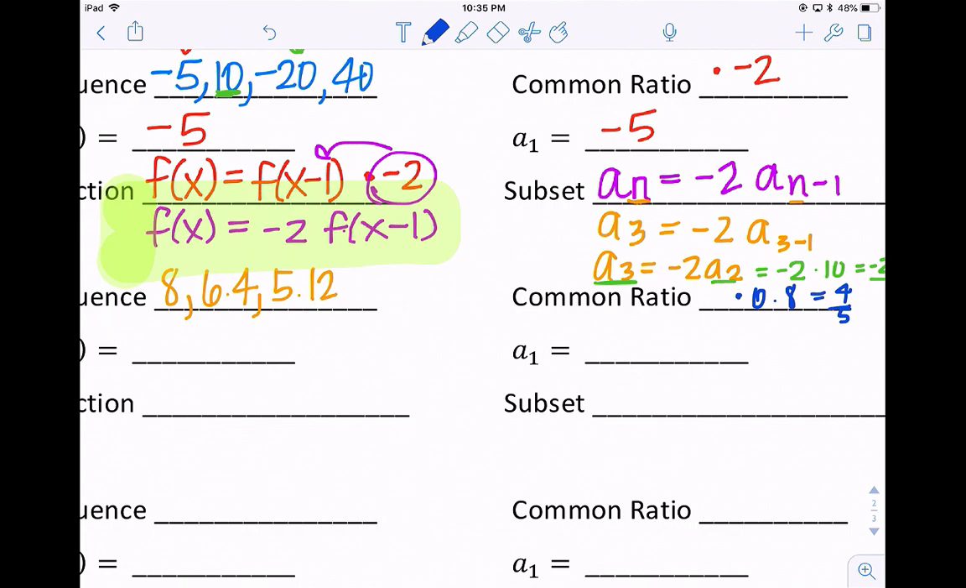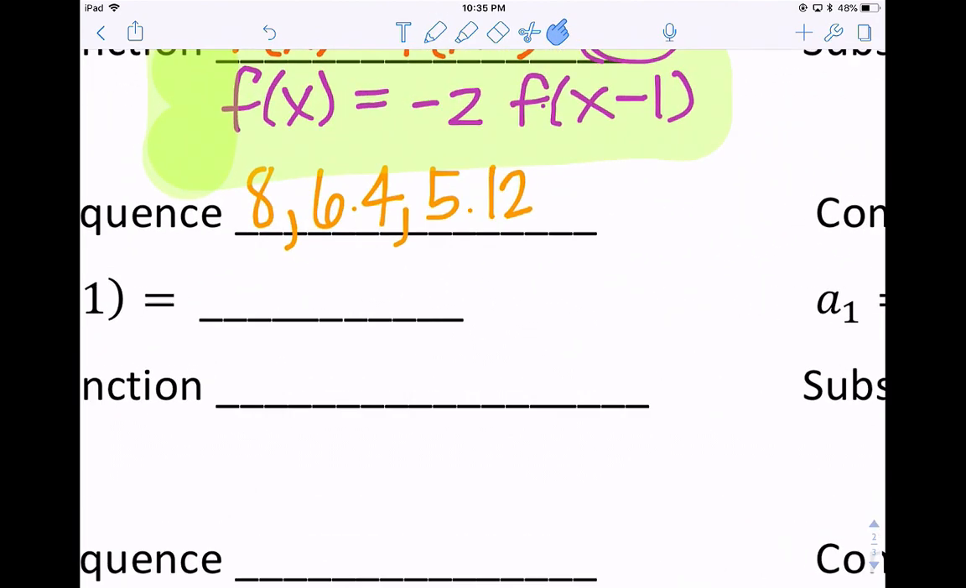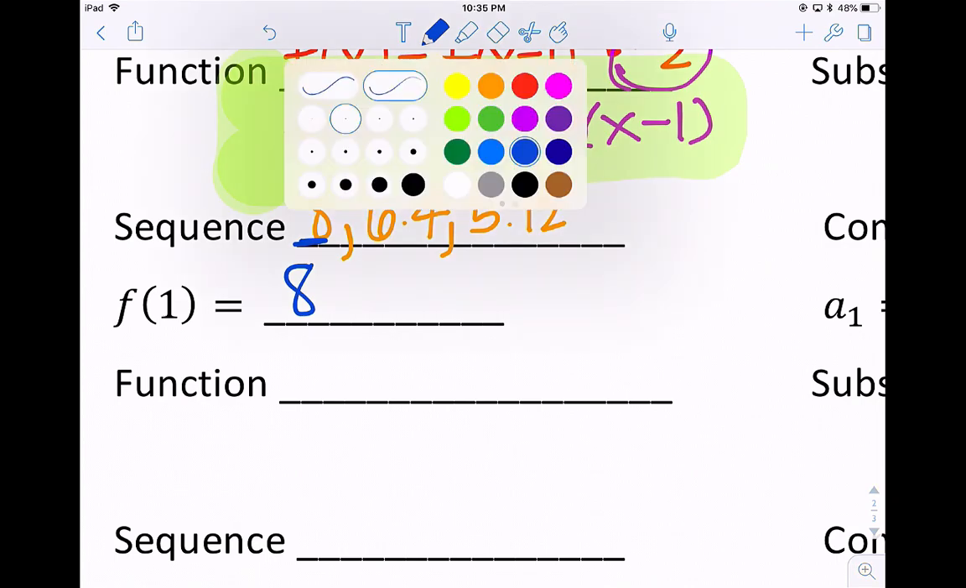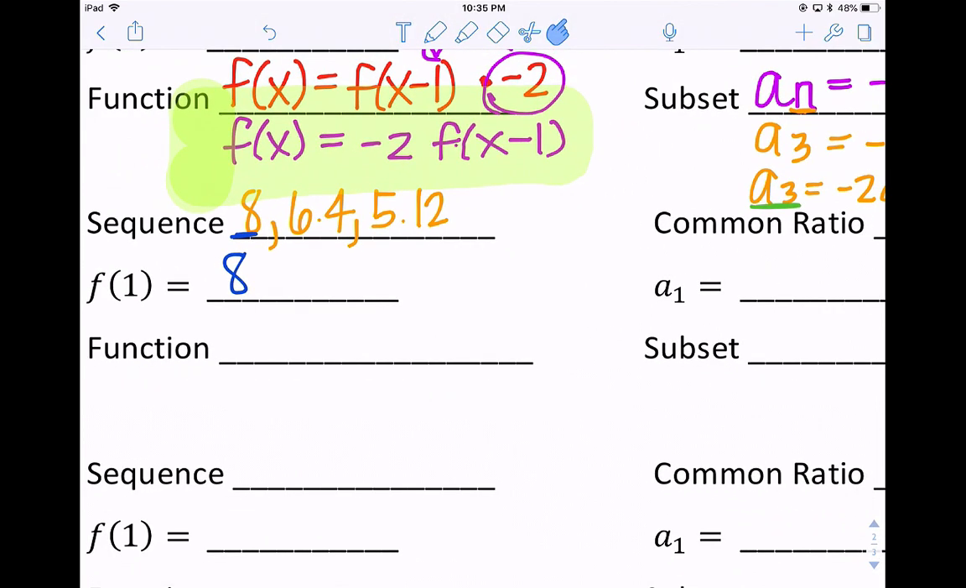Okay. All right, so f of 1 is just our first term in the sequence. So our first term in this sequence is 8. A sub 1 over here, also just the first term in the sequence, so that's also going to be 8. I did that just so you could see that this f of 1 right here and a sub 1 mean the same thing. Okay?